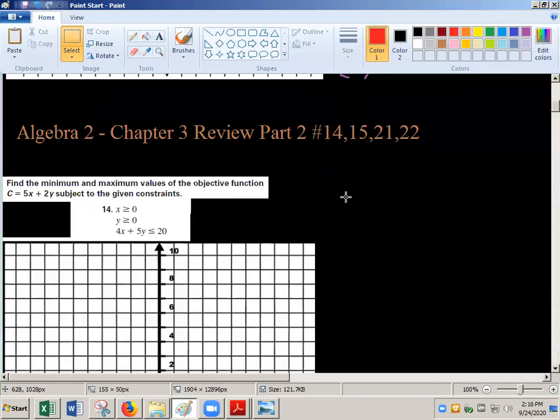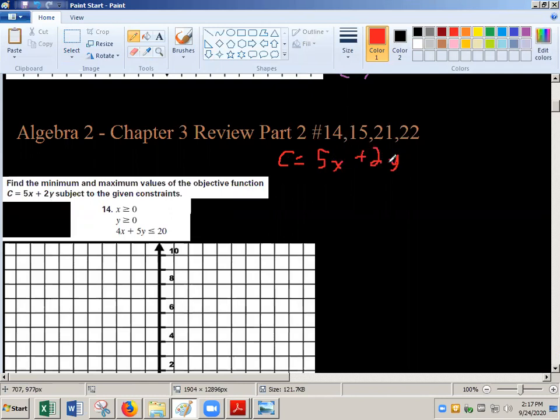All right, so we're looking for Chapter 3, Part 2 review here. It's the second half of the cumulative review in the back there for the chapter. We're trying to find the minimum and maximum values for the objective function given below. I'm going to first start out by rewriting this cost function or objective function, however you want to refer to it.